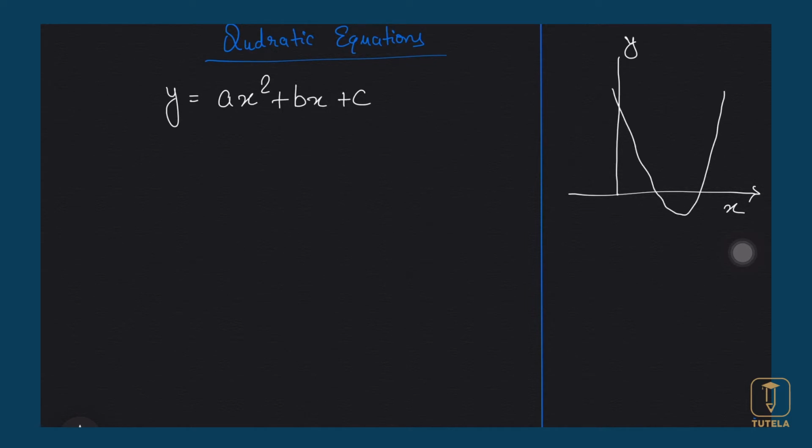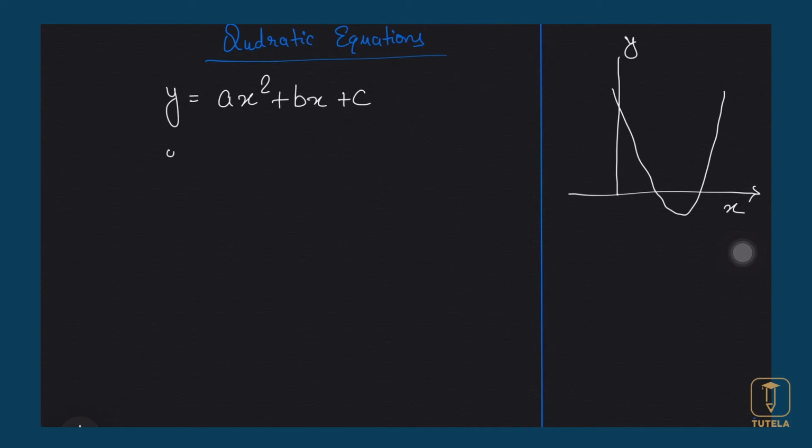But the concavity and the intersection with the x-axis are decided by different quantities. The concavity is decided by the coefficient of x square, whereas the intersection with the x-axis will be decided by the discriminant value, which we will see later in this lesson. So here we have the quadratic in algebraic form. There are multiple forms of quadratic equation representation.